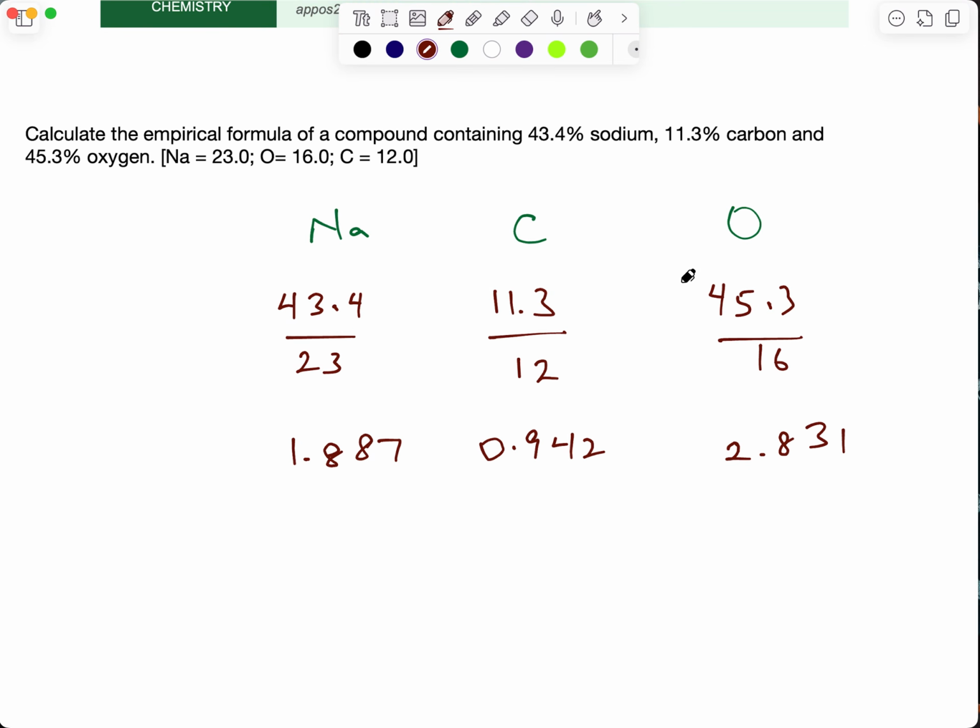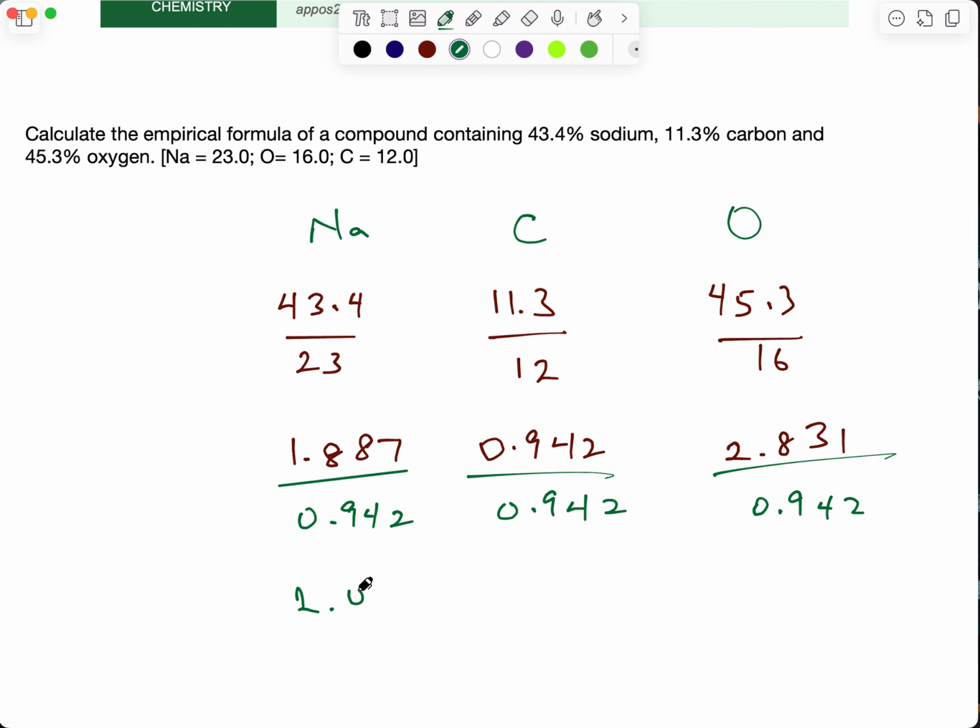Then you look at the smallest value among all of them. Which of them has the smallest value? You can see that is 0.942, which belongs to carbon. So you divide every single thing here by that smallest value. Divide this one by 0.942, this one by 0.942, and this by 0.942. So what do you have at the end of the day? 1.887 divided by 0.942 is 2.003. Then this one is going to be 1.